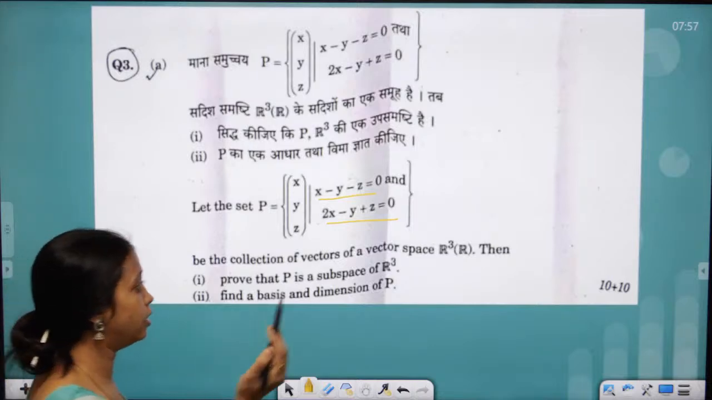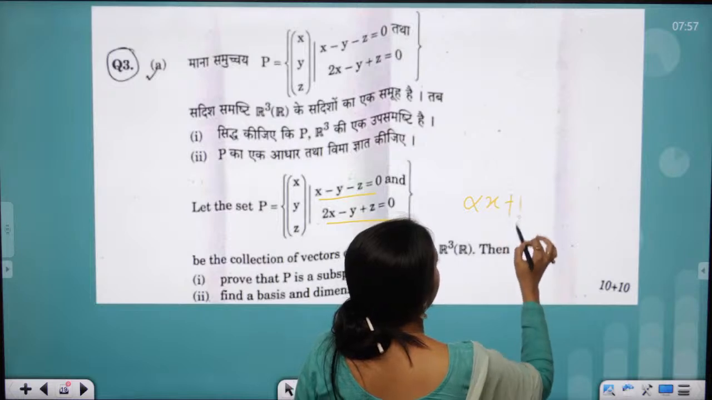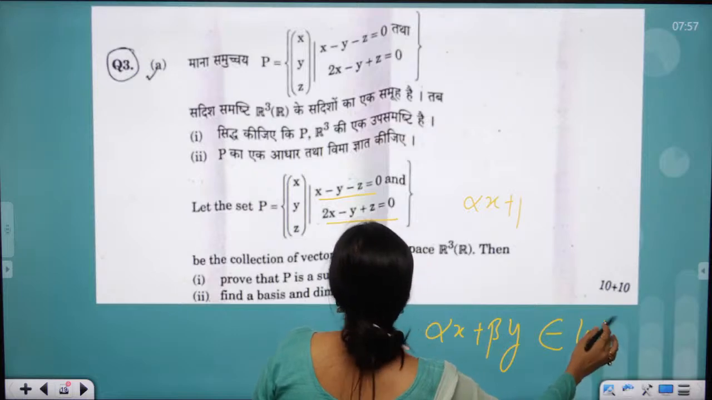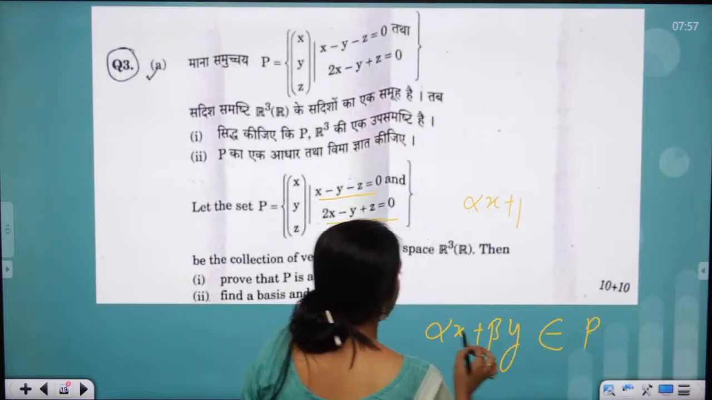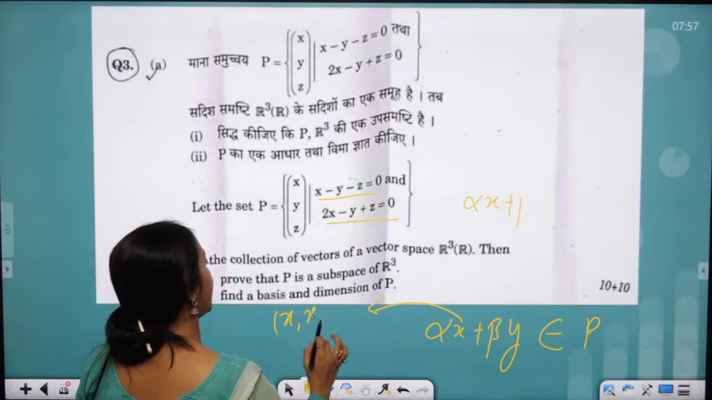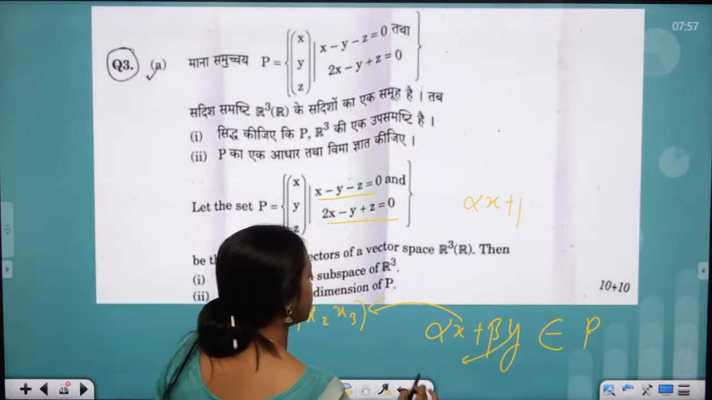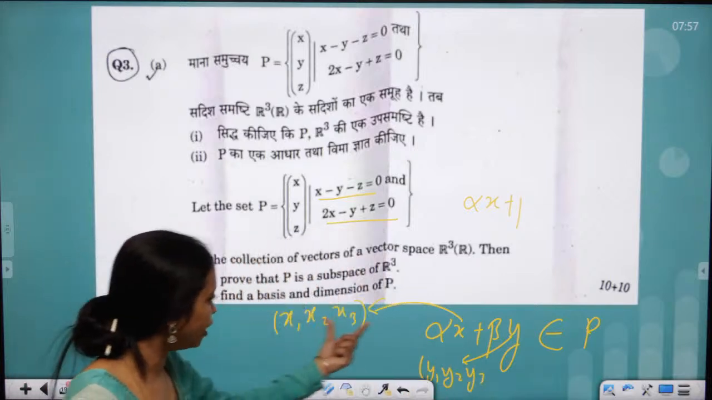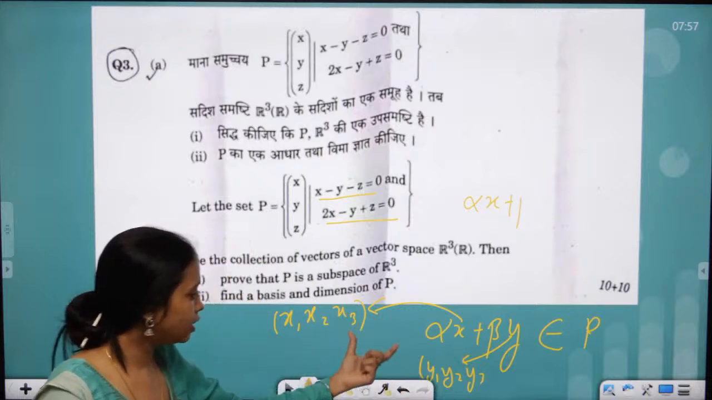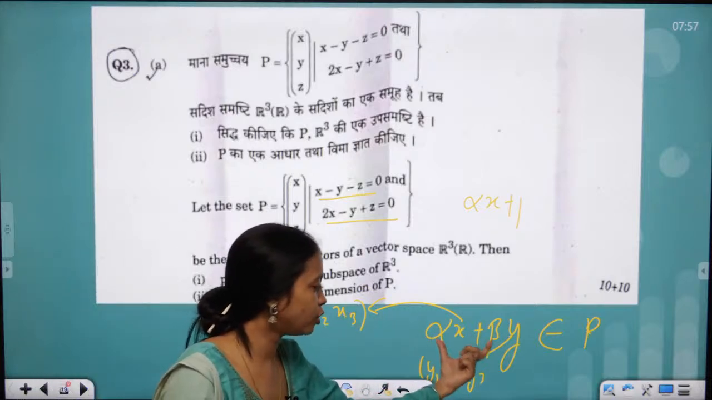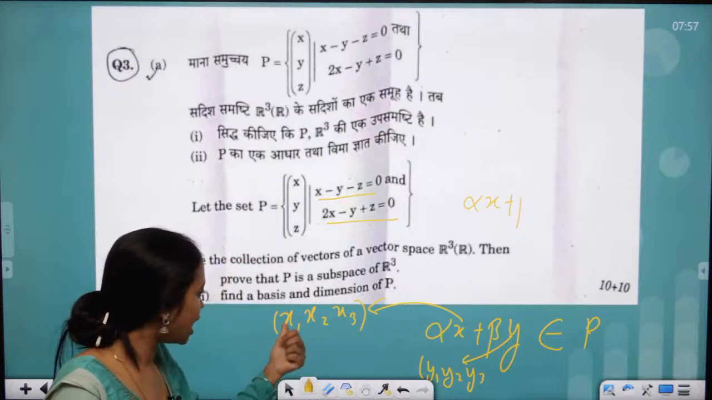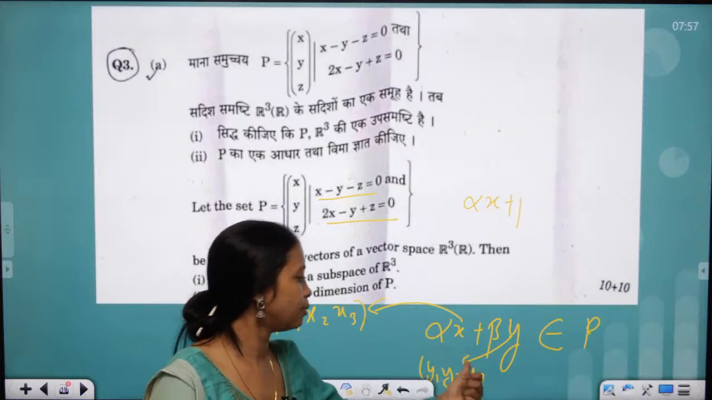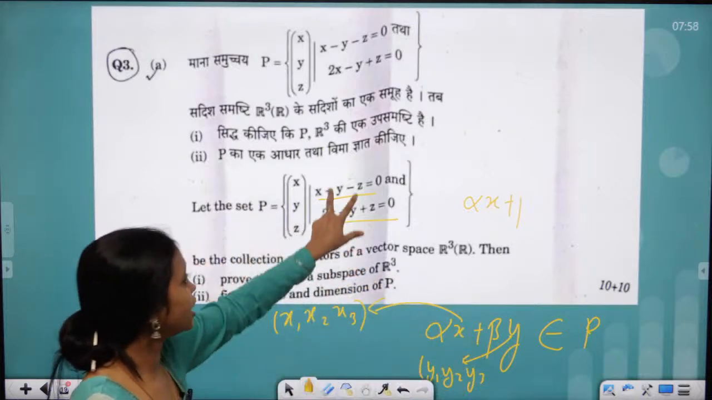So just remember alpha x plus beta y. You have to prove that it is again in P, where x is (x1, x2, x3) and y is (y1, y2, y3). If you substitute the values and open it up, in 3-tuple form you are getting alpha x1 plus beta y1, alpha x2 plus beta y2, alpha x3 plus beta y3. That has to satisfy these two conditions.